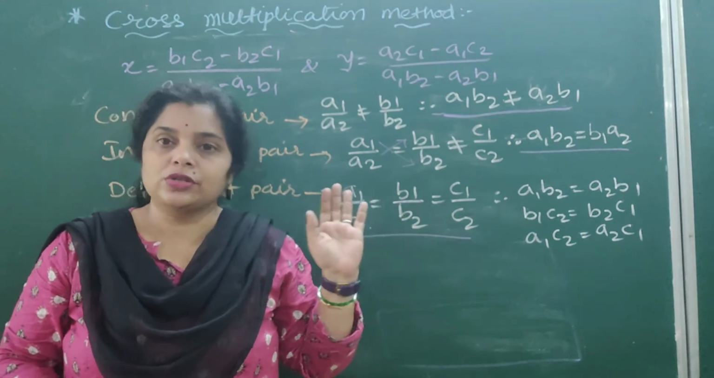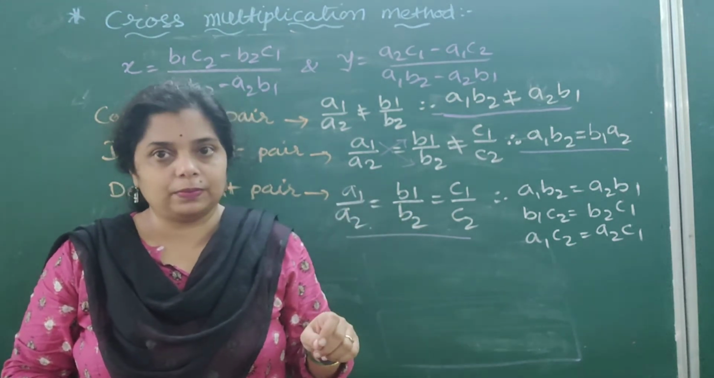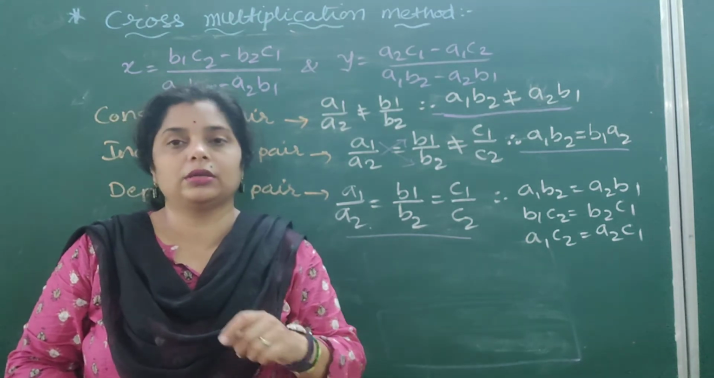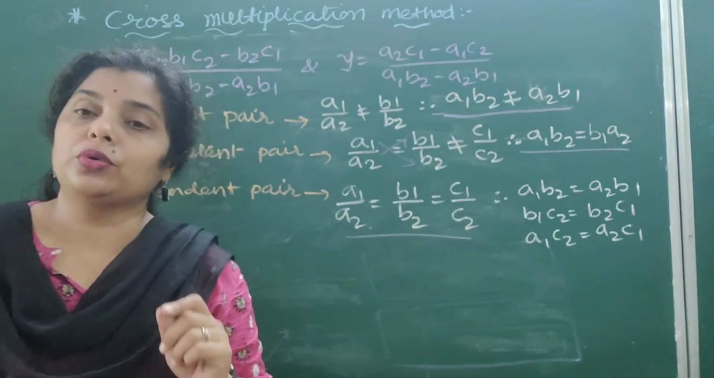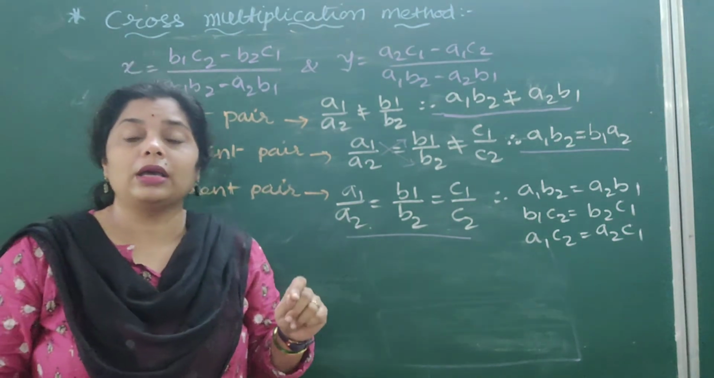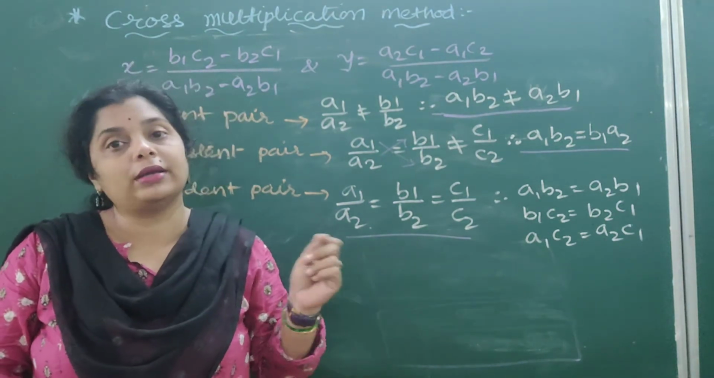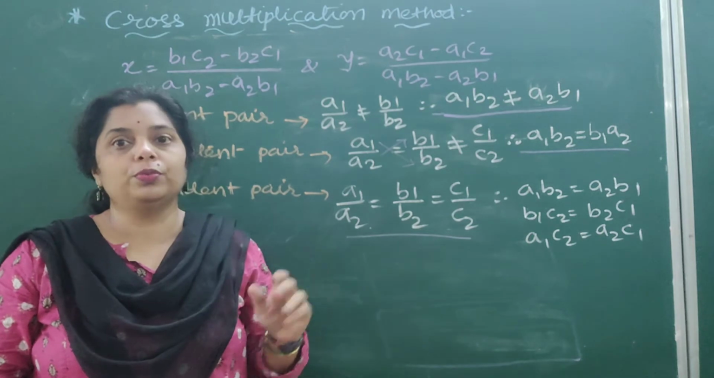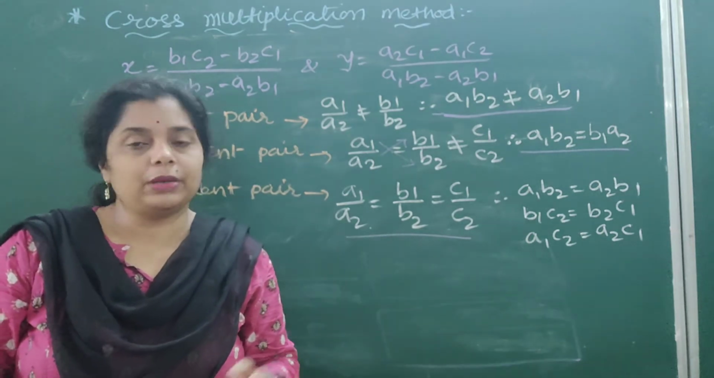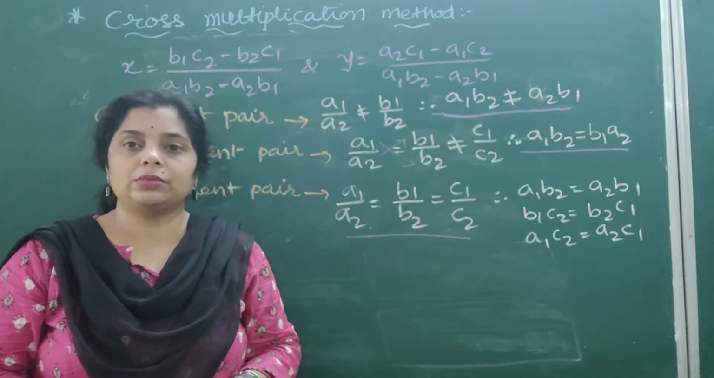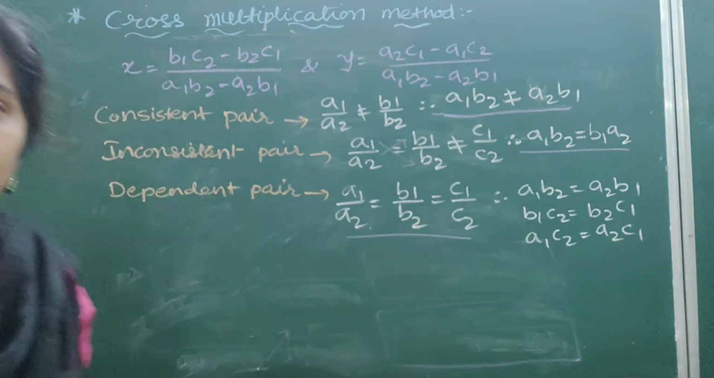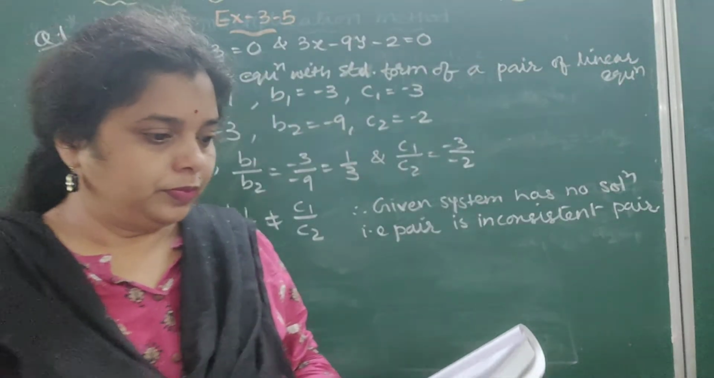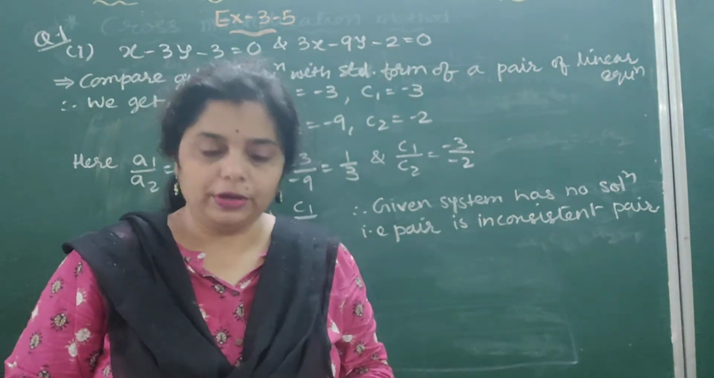Okay. See, it is not asked in the exam. They are not asking you for a justification, but it is very important to have knowledge regarding why it is not applicable and why it is applicable. I hope you got all the concepts and steps of the cross multiplication method. So let's start exercise 3.5.